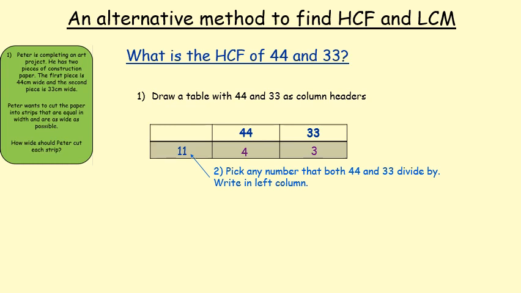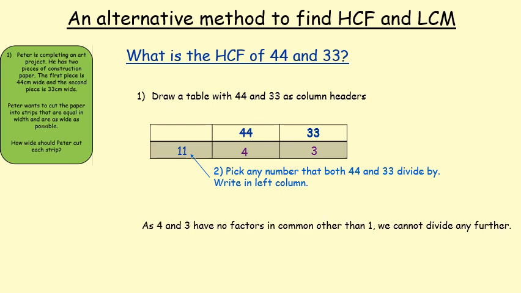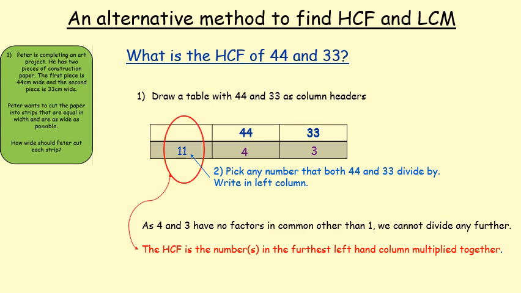Now, if we look at those 2 numbers, the only factor 4 and 3 have in common now is 1. So we can't divide any further, which is why we've only got 1 row in this table. What that means is the highest common factor is going to be the number in the furthest left-hand column, so that 11. If we have more numbers, we'd multiply them together, but because we only have 1 number, we can conclude our highest common factor is 11.